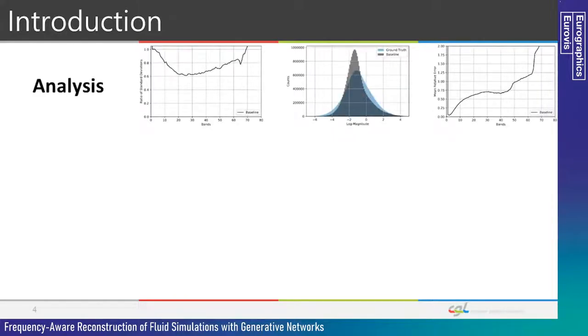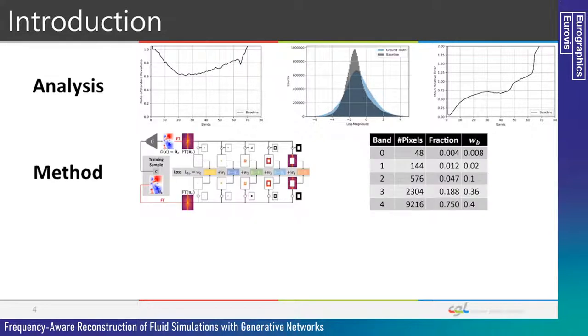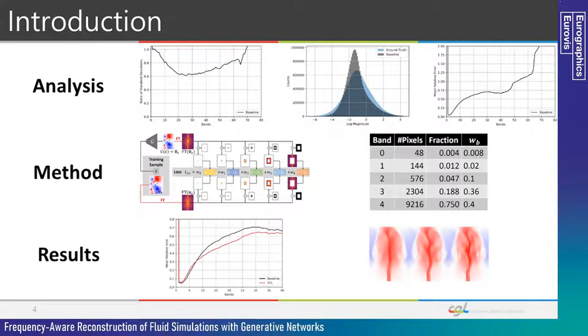First, we analyze the reconstruction quality using different visualizations and metrics. We then present a novel loss function in the Fourier domain and a corresponding heuristic. Finally, we show that this novel loss function improves the performance on our introduced metrics and leads also to visually better results.